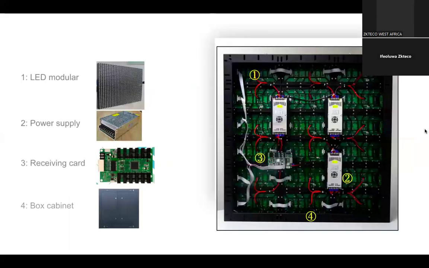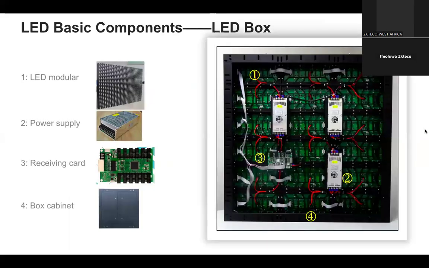So we move to the components that actually make up a complete box, right? Basically, there are four components that make up a complete box. The first component is the modular, which is the modules, the second component is the power supply, and the third component is the receiving card. So everything is encased in the box cabinet. So we can see the combinations here.